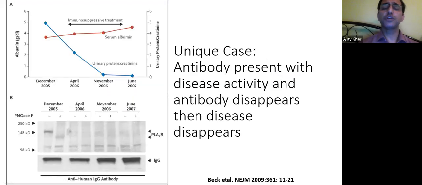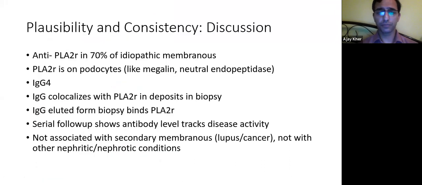And then lastly, they have the unique case, like the case that the anti-nephrin study presented as well. There is someone with membranous, and they have serial samples from them. Proteinuria started going down with immunosuppressive therapy. Serum albumin came up and proteinuria went down, and they have multiple serum samples to show you that the anti-PLA2R antibody was present before, but then it disappears. As it disappears, the proteinuria disappears as well. Again, showing that the presence of antibody is present with disease activity and disappears with remission.